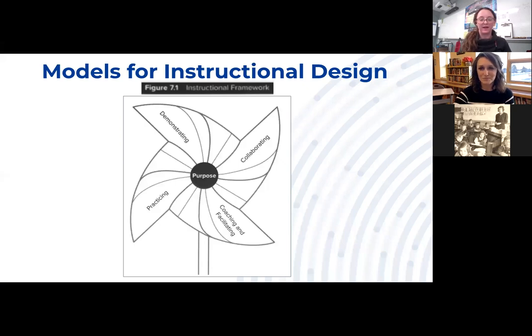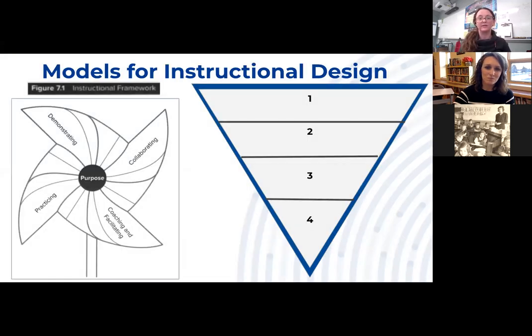Fisher and Frey talk about the pinwheel, the instructional framework using the terms demonstrating, practicing, collaborating, and coaching and facilitating. One thing I want to make clear in this session is that this isn't a new idea. It's a different term for a strategy you probably already use in your classroom. You might see this also as the workshop model. We've included this triangle as an example.